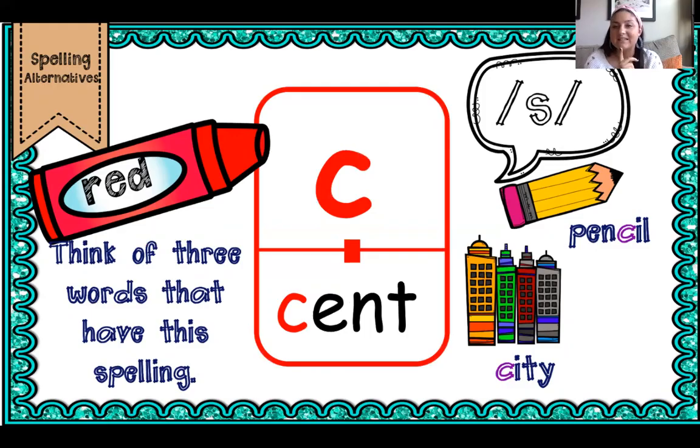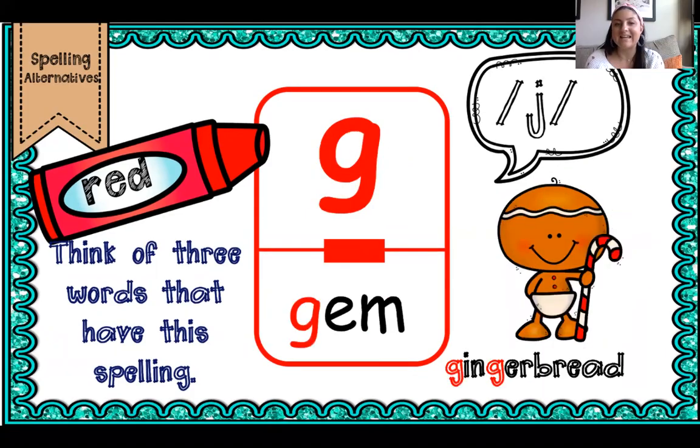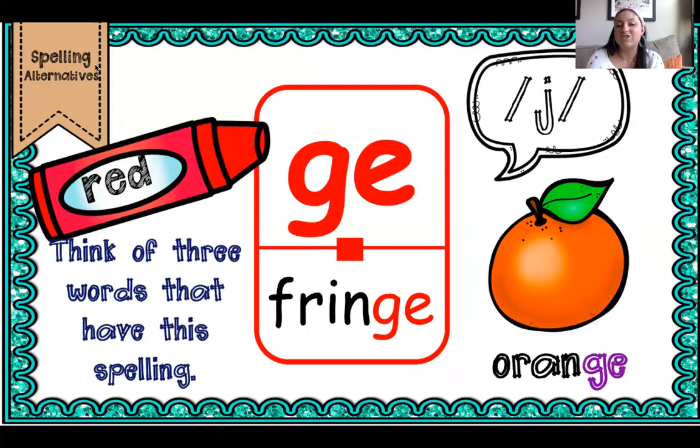All right, here we have C where it says the S sound like in scent. Can you think of another word that has the C saying the S sound? They give me the example pencil or city. Here we have CE as it says the S sound like prince, face, and ice. Next is G where it says the J sound like gem. They also have it in the word gingerbread. I also see that in the word gym. Next one is GE where it has the J sound like in the word fringe, orange.